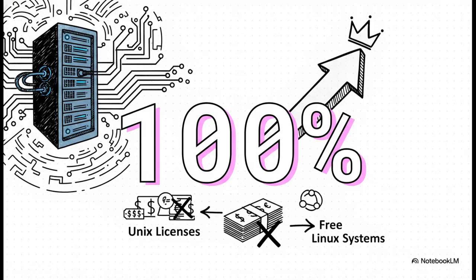But what about Linux? Well, check out this unbelievable statistic. 100%, absolutely 100% of the world's top 500 supercomputers run on Linux. There is no competition. It completely dominates high-performance computing because businesses quickly realized, hey, we can save millions of dollars by switching from these expensive Unix licenses to entirely free Linux systems.